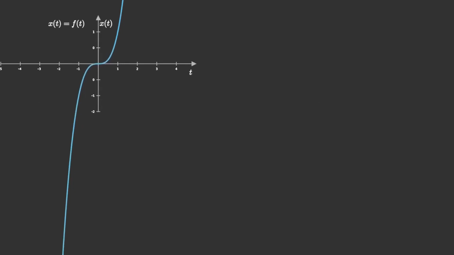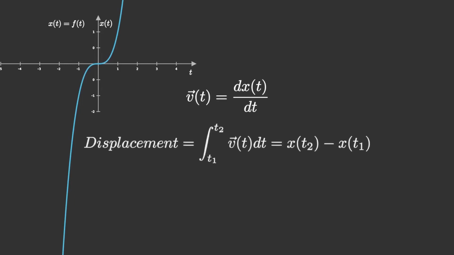If we take the first derivative of x of t, we get its velocity. That's just by definition. If we wanted to then know the distance that this object moves, we can integrate the velocity function between two different times that we're interested in and get the displacement of that object.